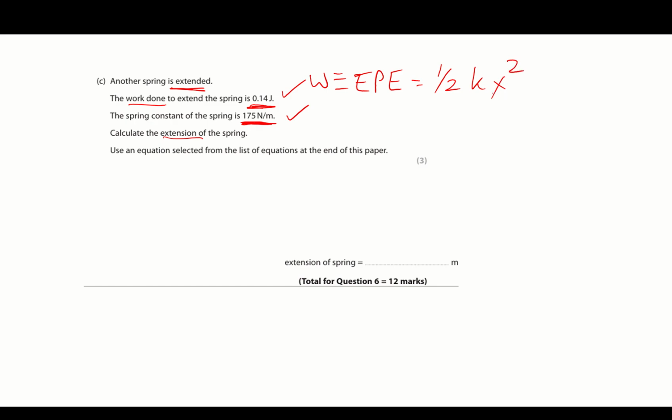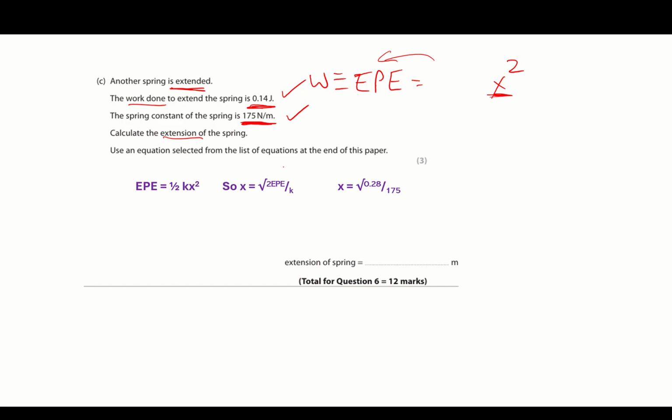So we want to work out the extension. So if I just quickly go through that now, we want to get x on its own. The best way to get rid of a half is multiply both sides by 2. So we've got 2 EPE. That's now gone. We've got the k, so divide by k. Done. And then the next part is we don't want x squared. So the opposite of squaring is square rooting, and then we're ready. So x equals the square root of 2 EPE over k.